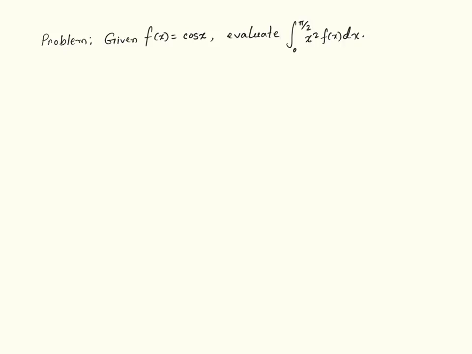In this video, I am going to evaluate this integral. We are given f of x is equal to cosine of x, and we need to evaluate the integral from 0 to pi over 2 of x square f of x dx.